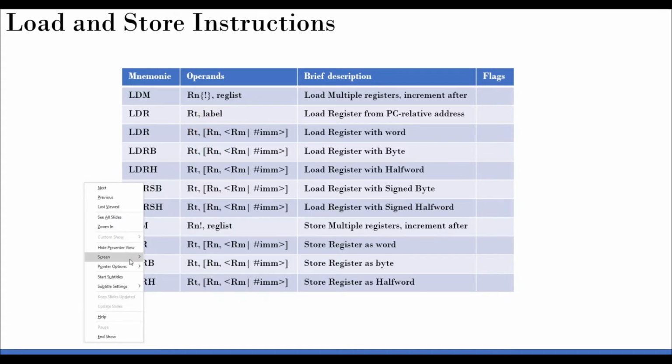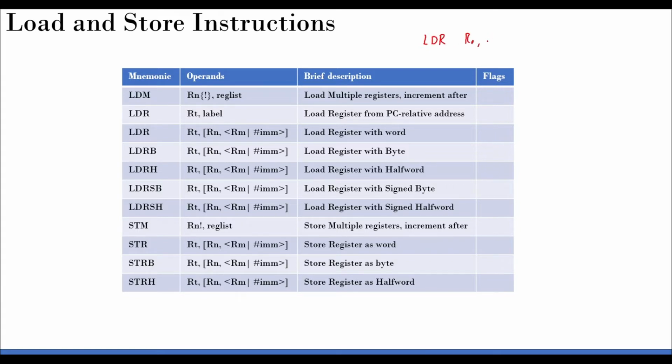So let me actually use the pen. I'll have examples, so don't worry. I'll just put some example here. Let's say LDR R0, and some label name, let's say data. This is a label. That means it's a pointer to some data which I have in memory, and I'm going to load R0 with that data address location. That's the meaning of this.